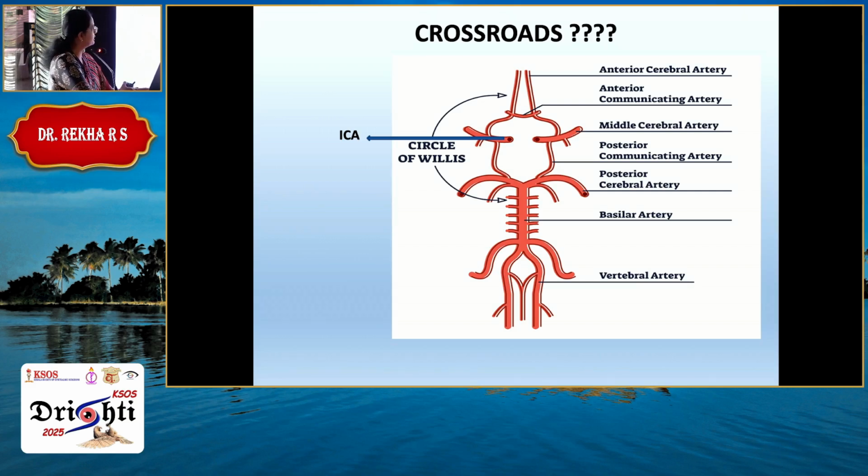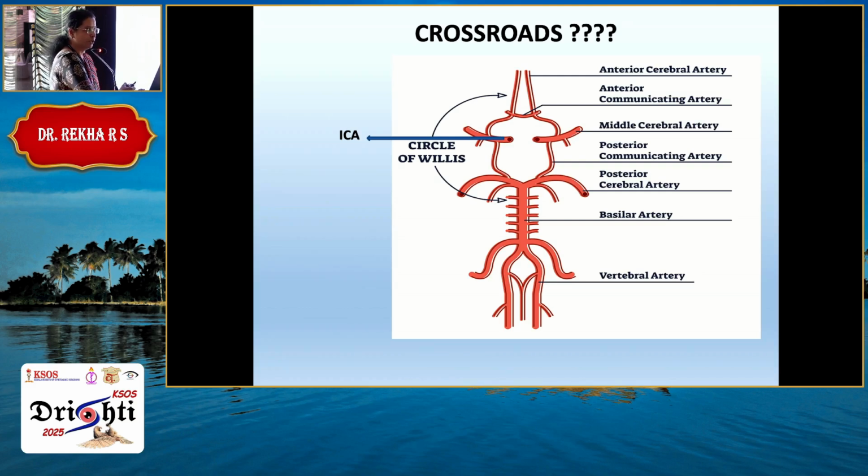So you know the circle of Willis. It is formed anteriorly by the internal carotid artery. That is, after emerging from the cavernous sinus, the internal carotid artery gives off the anterior cerebral artery, which communicates with the opposite side through the anterior communicating artery. Then it continues as the middle cerebral artery. Posteriorly, it is formed by the two vertebral arteries, which give off the posterior cerebral artery, which communicates with the MCA through the posterior communicating artery.